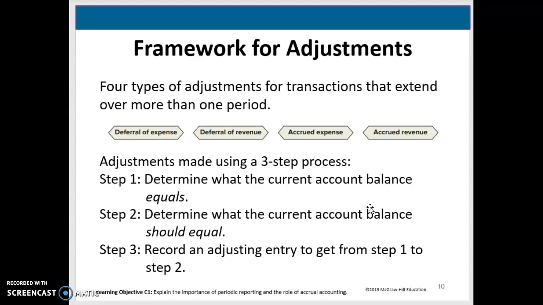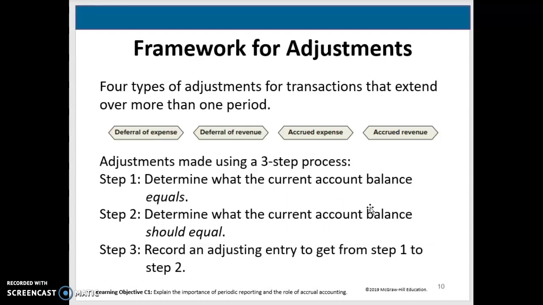So here's a framework of how we're going to be doing this. There are 2 broad categories of adjustments. The first is when we pay or receive cash before the expense or revenue is recognized. This category includes prepaid or deferred expenses, including depreciation, and unearned or deferred revenues. The second major category is when we have adjustments where cash is paid or received after the expense or revenue is recognized. These are pretty common adjustments, and they include what we call accrued expenses or accrued revenues.